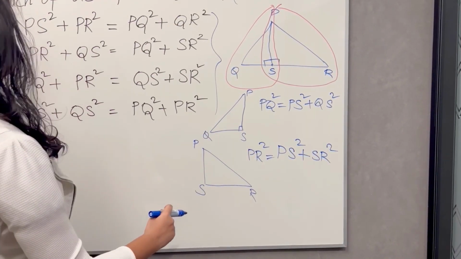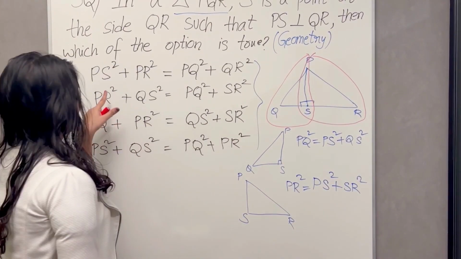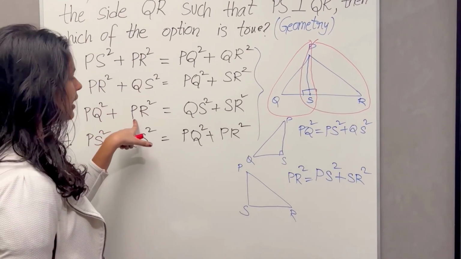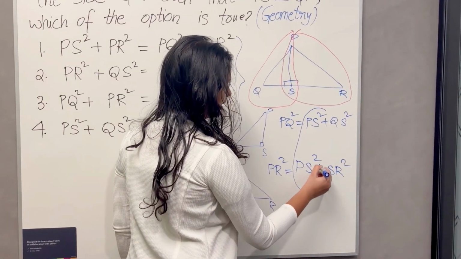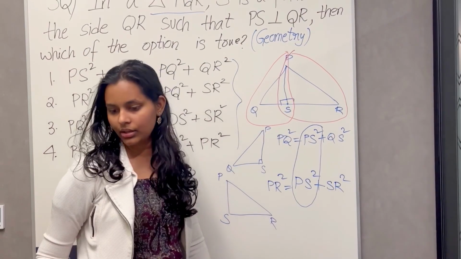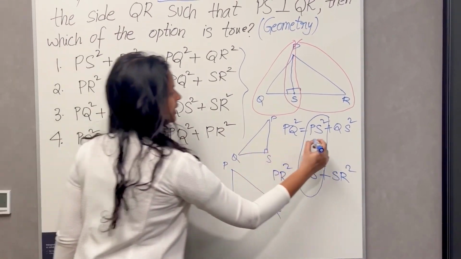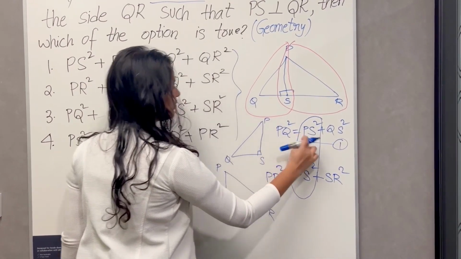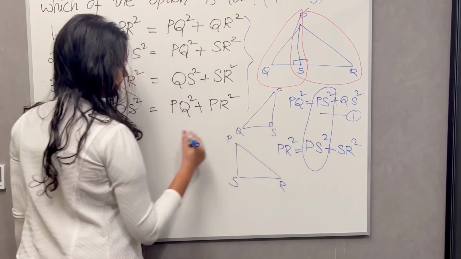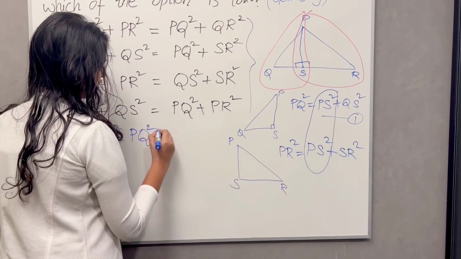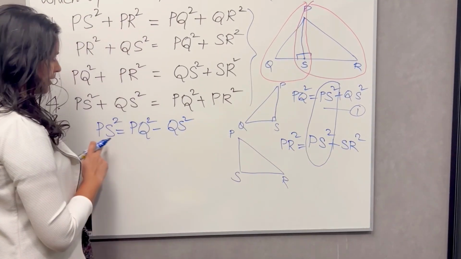So in options, if we check here, we need to find the relationship between PQ, PR, QS and SR. As we can observe here, PS square is common, so we can equate these two equations. How do we do that? In equation 1, we will write everything with respect to PS square. That is PQ square minus QS square. From equation 1, we got this.